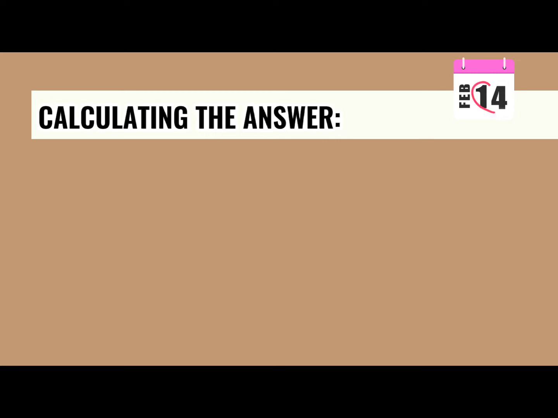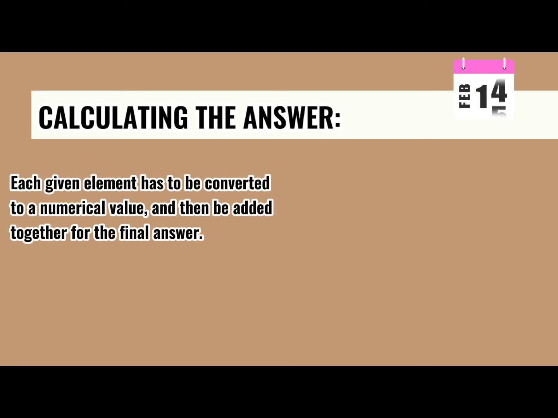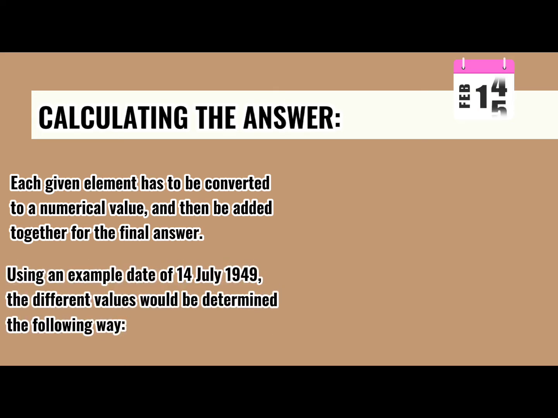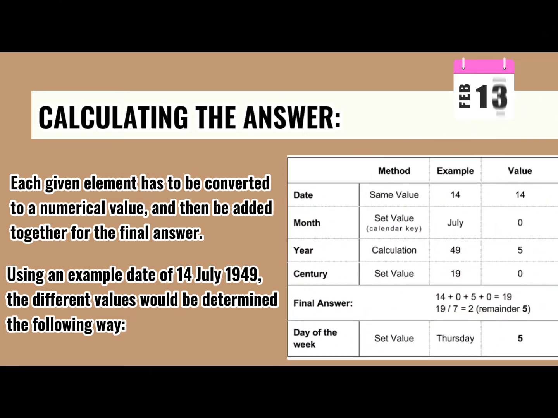Calculating the answer. Each given element has to be converted to a numerical value and then be added together for the final answer. Using an example date of July 14, 1949, the different values would be determined the following ways. In this table, we should find the value of the day of the week. We can see in the table the elements of the perpetual calendar, which are the date, month, year, century, and the day of the week. We can also see the method, example, and the value.